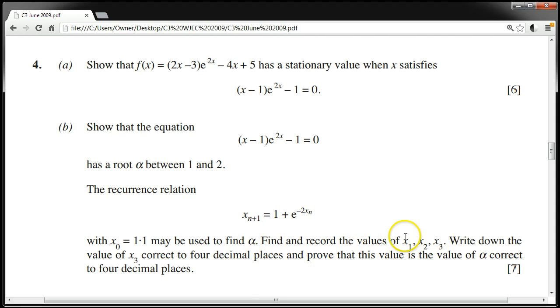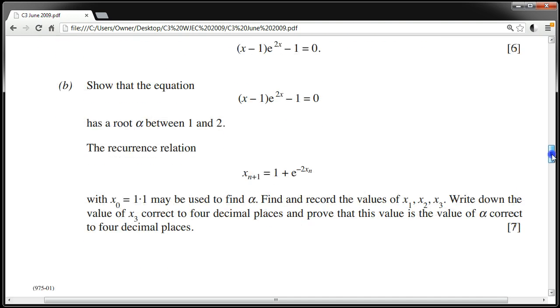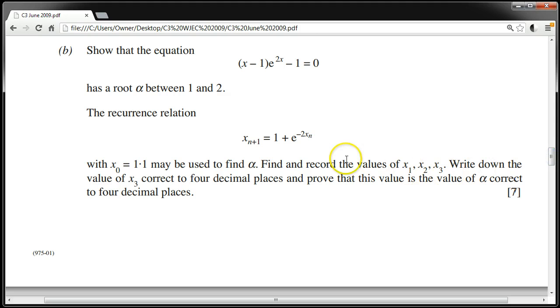Keep your working quite accurate, because the final answer has to be rounded to 4 decimal places. So the more accurate we can be, maybe to 6 decimal places as we work through it perhaps, and then round off to 4 when we get to the value of x3, and then we can verify that this is actually the solution of this equation to 4 decimal places.